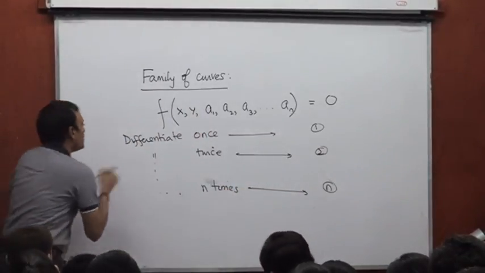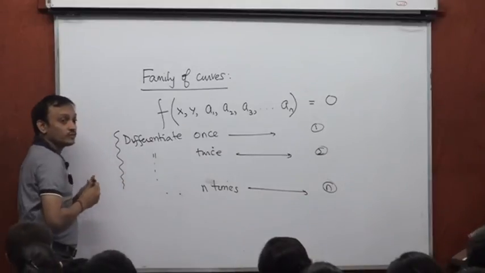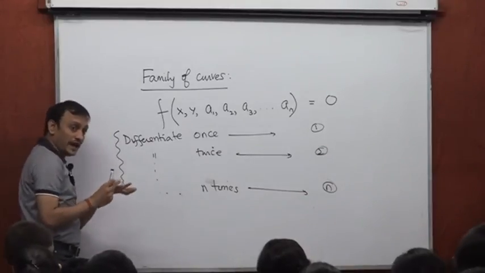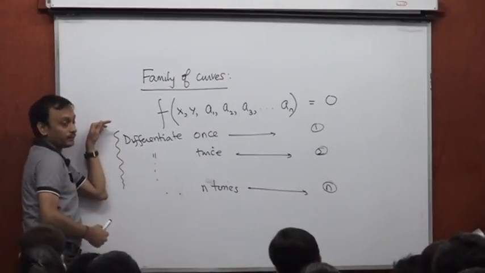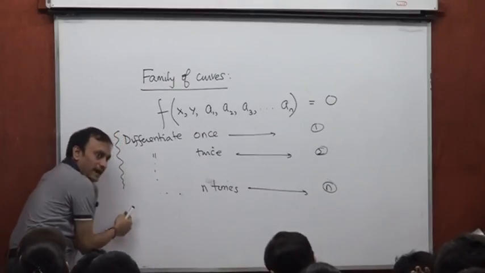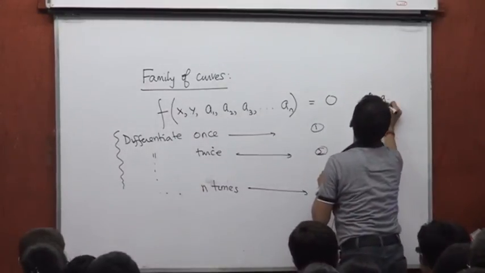Now, from these n equations that involve a1, a2, up to an, you solve for a1, a2, up to an. And once you solve for a1, a2, up to an, you plug into this original equation.